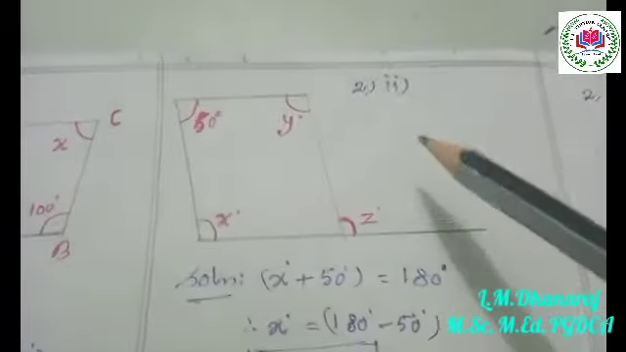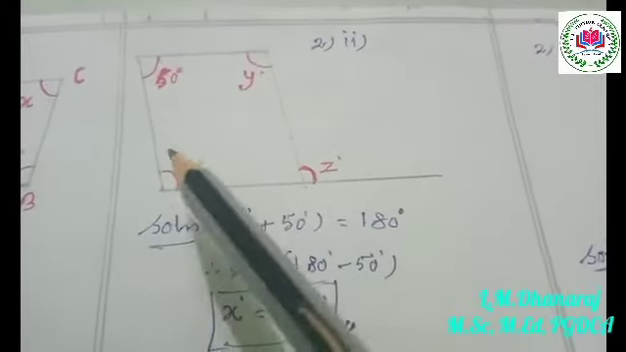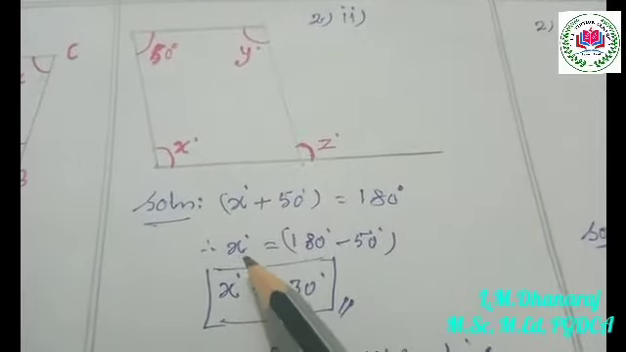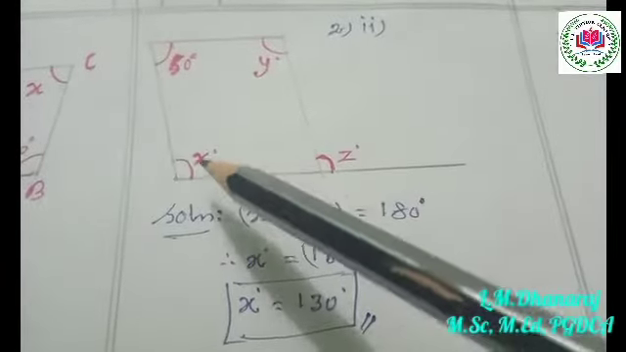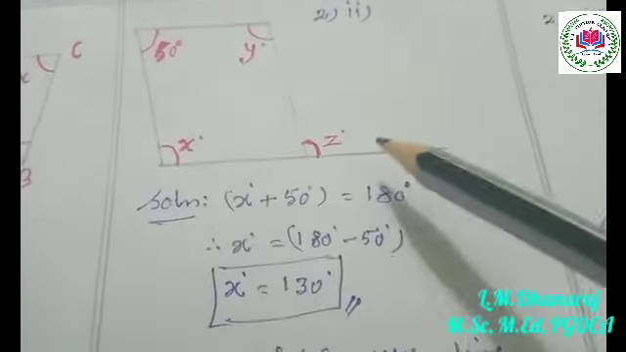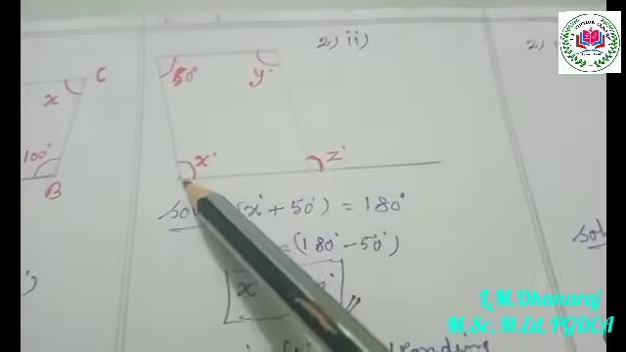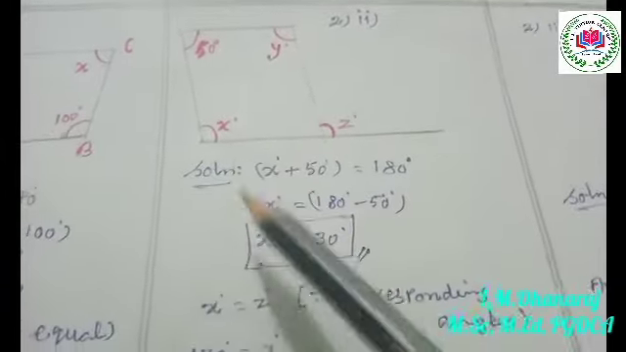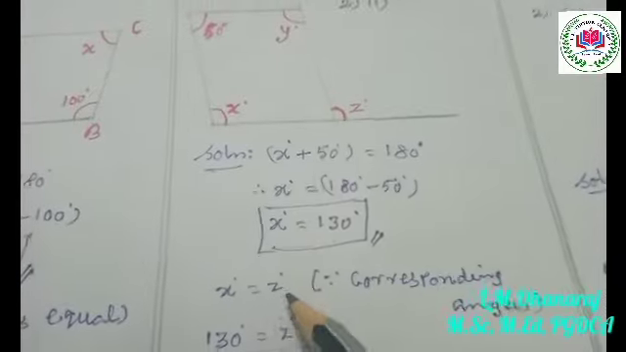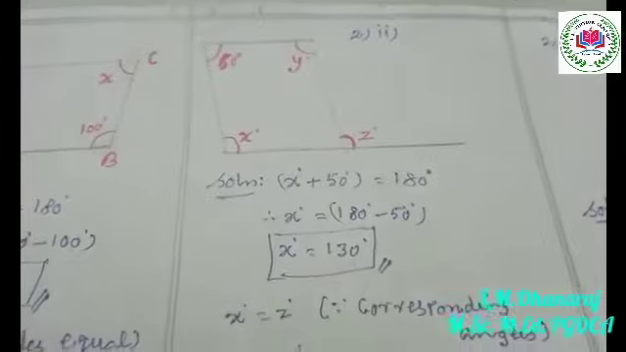Now let's move on to the second subdivision. It's like the previous sum. X degree plus 50 degree is equal to 180 degree. So from this we can say x is equal to 130 degree. Now x degree and z degree, these two are equal because they are corresponding angles, because they fall on the same line, so corresponding angles are equal. So we can say angle x is equal to angle z, which means angle z is equal to 130 because x is 130 degree.